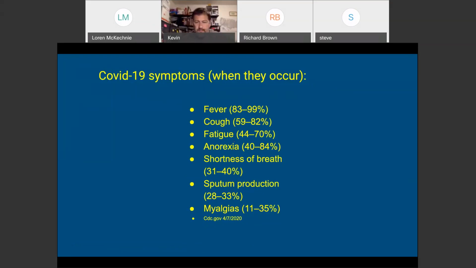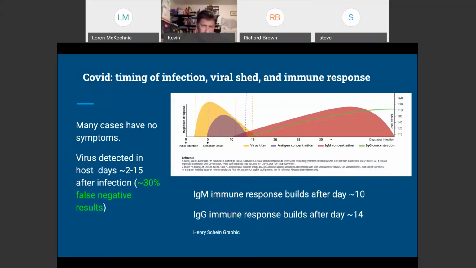I wanted to spend a minute on the timing of the infection and then what happens to your body afterwards. Like I was talking earlier, a person might become infected at day 0 with this virus, the virus that causes COVID-19.